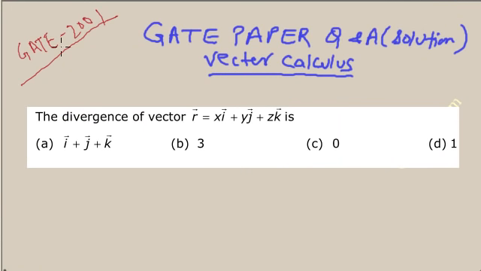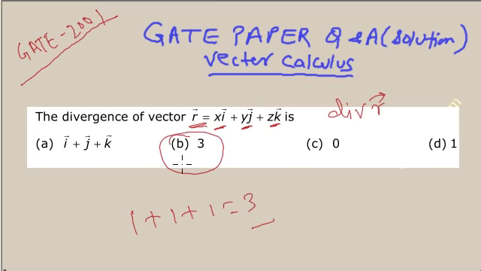This is a question from 2001. So div of R: you need to differentiate with respect to x, differentiate with respect to y, and differentiate with respect to z and add them. So 1, plus differentiation of this with respect to y is 1, plus differentiation of this with respect to z is 1, so 3. So this is the answer.